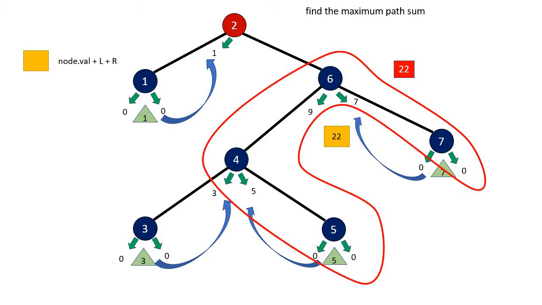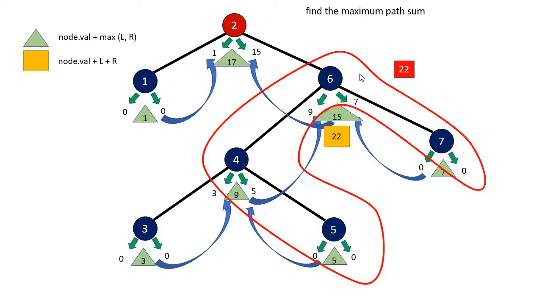So what we do is find the maximum between 3 and 5 and add that to the value of the node. So we are technically following this formula. We say, what is the maximum of the left and right, which is 5, plus 4 is 9, we return 9. Now let's do that for node 6. The maximum between 9 and 7 is 9, plus 6 is 15, and for the root node, node 2, between 1 and 15, the maximum is 15, plus 2 is 17. So in this way, we can calculate all of these values.